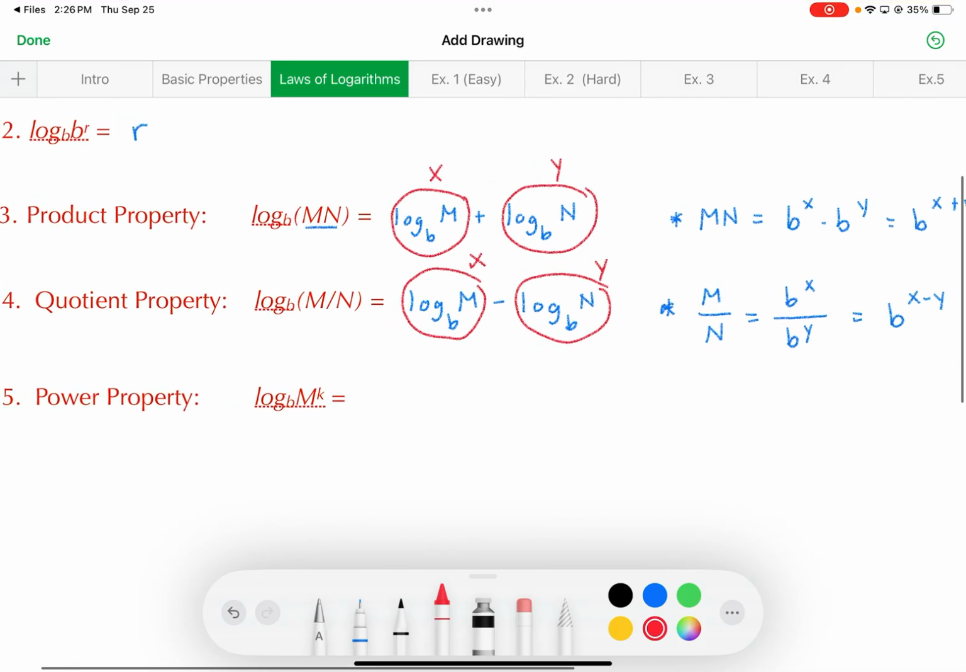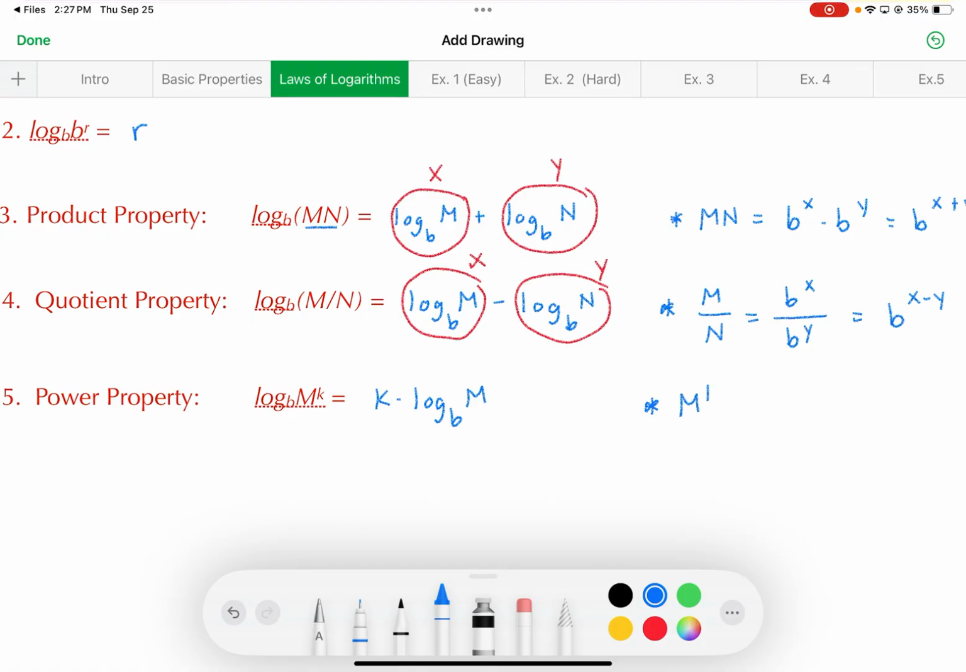All right, now the last property, this is the big one. The power property is, in my opinion, what makes logarithms worth studying, okay? Here we've got log base b of m raised to the power of k. Remember, k can be any real number. This property says you can bring k in front and multiply it by log base b of m.